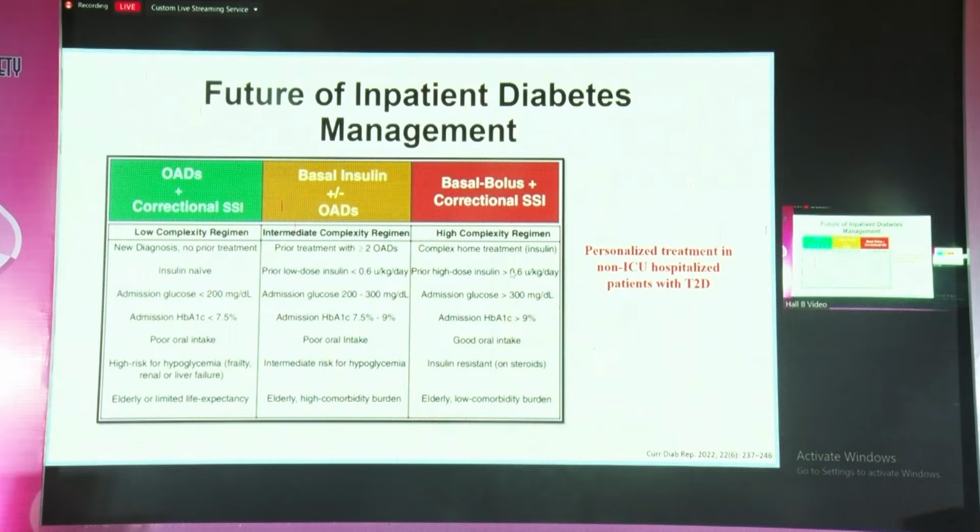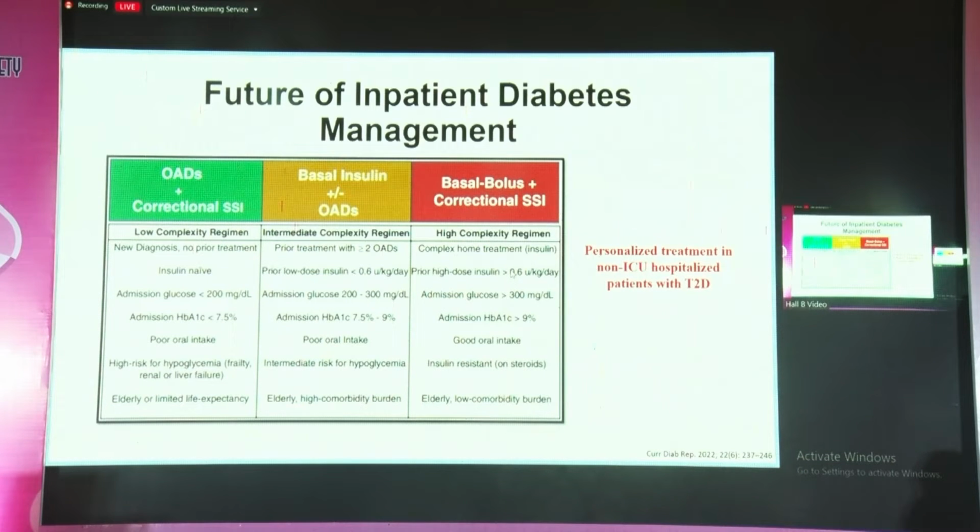In this slide, I'll discuss how personalized treatment in non-ICU hospitalized patients with type 2 diabetes mellitus can be done. If the patient is newly diagnosed with no prior treatment, is insulin naive, the admission glucose is less than 200 milligram per deciliter, A1C is less than 7.5%, the patient is eating poorly, and there is a high risk of hypoglycemia, it is better to provide a correctional bolus dose sometimes, or use OADs like DPP4 inhibitors.